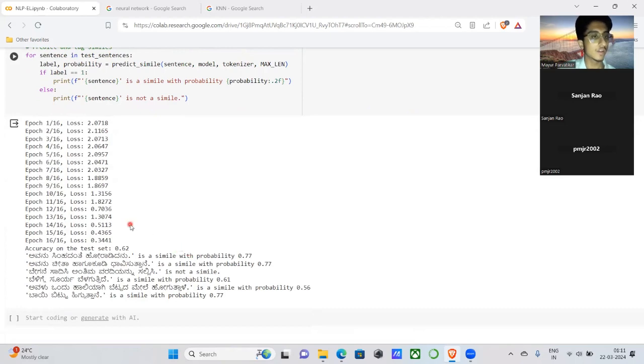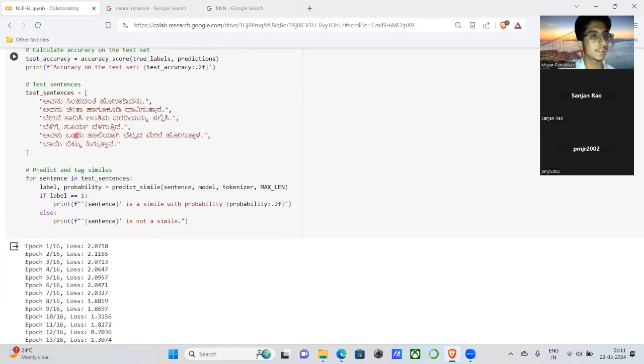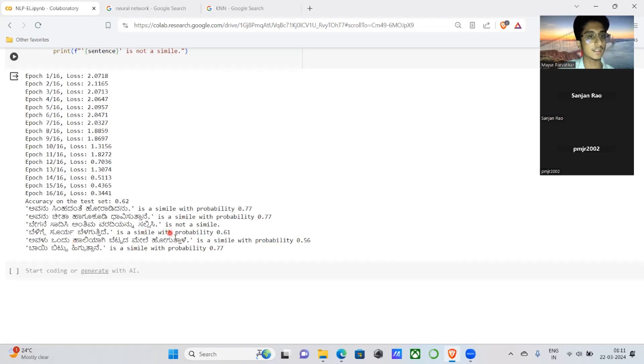Also, for the test sentences like ಬೆಳಗ್ಗೆ ಸೂರ್ಯ ಬೆಳಗುತ್ತಿದೆ, that sentence is a simile with a probability of 0.61. And for one more sentence, ಅವನು ಸಿಂಹದಂತೆ ಹೋರಾಡಿದನು is a simile with a probability of 0.77. So in this one, we saw how we can detect simile in a sentence by capturing the word embeddings, the similarity in the sentence, the structure which is present, and use that for the classification as simile or non-simile. So now my friend will tell us how we can use it for hyperbole detection in a sentence.